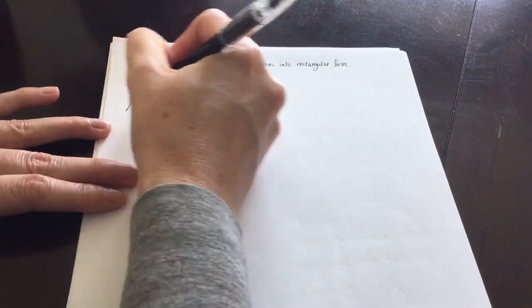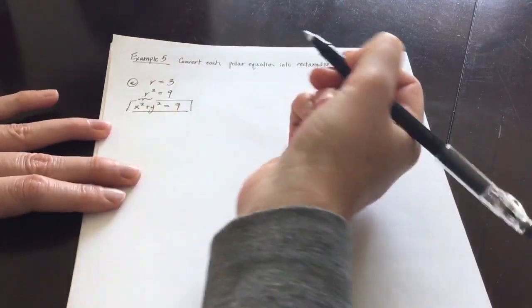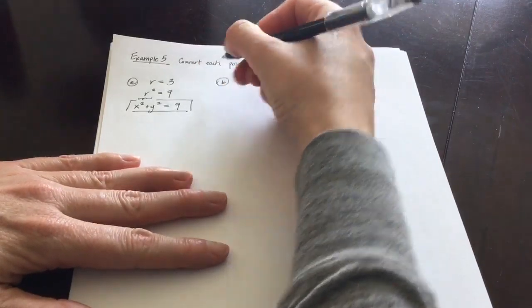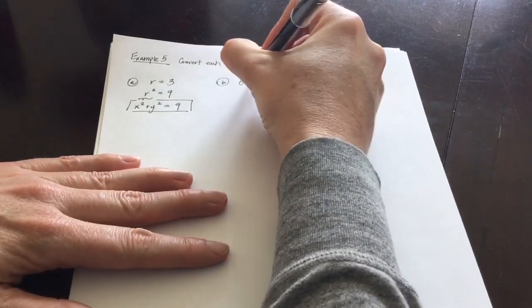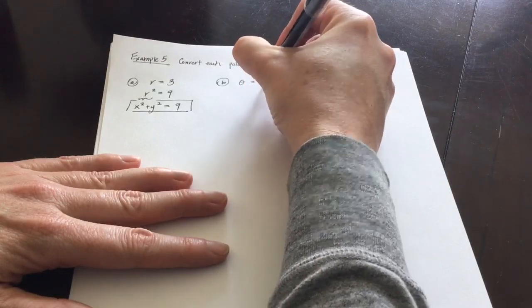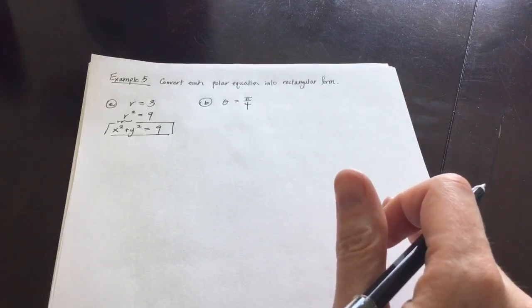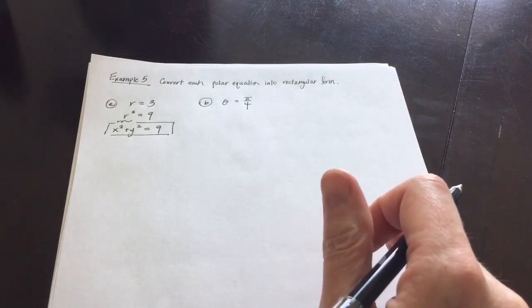And then you know you're done, because this is the answer that we got when we did it graphically anyway. All right, part B. Let's think about what if I gave you theta equals pi over 4. Okay, so r is unrestricted. Your angle is locked in at being pi over 4.